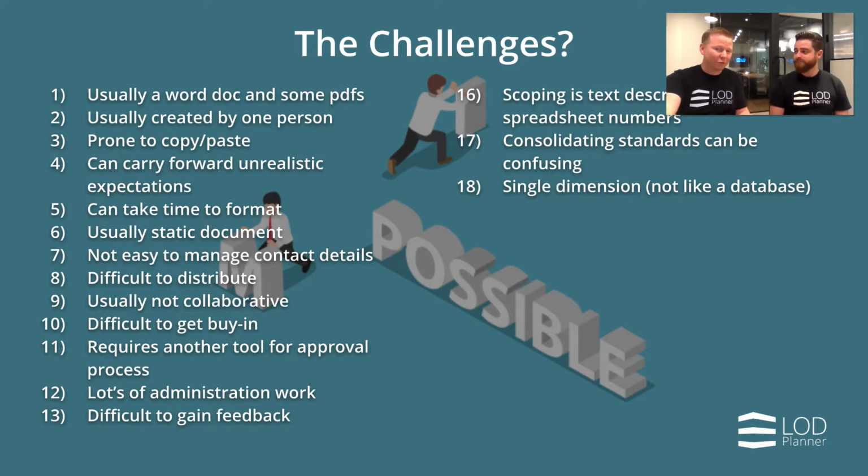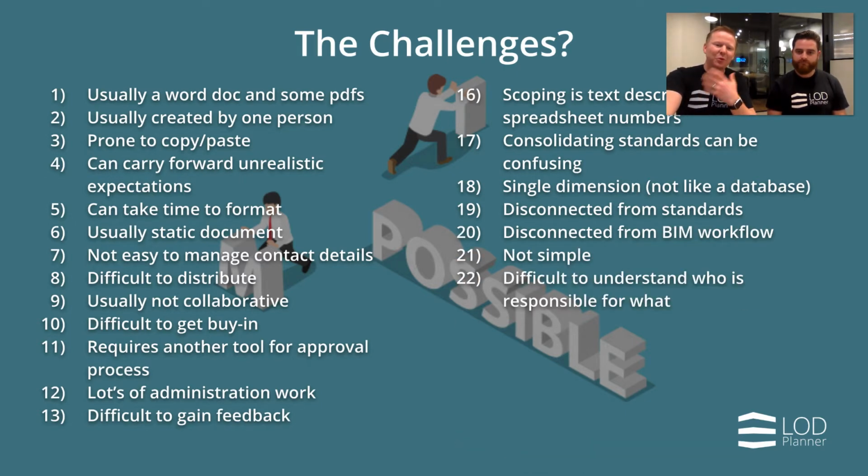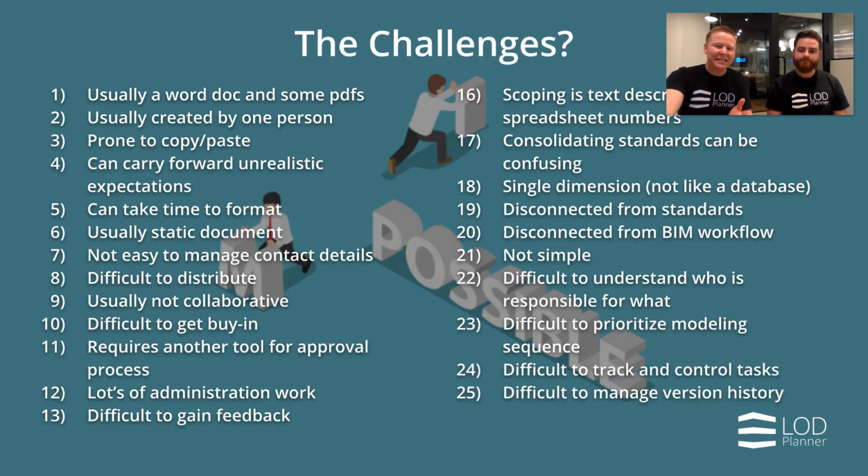It's difficult to agree when everything's in lots of different places, and you keep having to go to the dictionary to say, okay, what does this mean? What is that? Yeah, and it's great. We all need that dictionary. But when you're trying to deal with it in a single dimension, a spreadsheet, for example, without that database of rich knowledge behind it, it can be a real challenge. Totally disconnected from the standards and disconnected from the rest of the workflow that we see. Not simple, difficult to understand who's responsible for what, et cetera, et cetera. You kind of get the idea here.